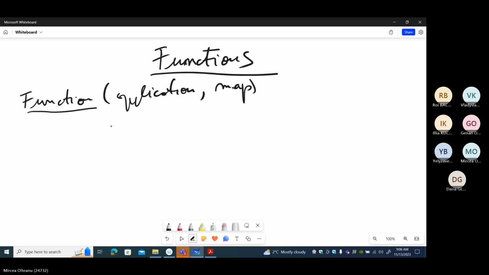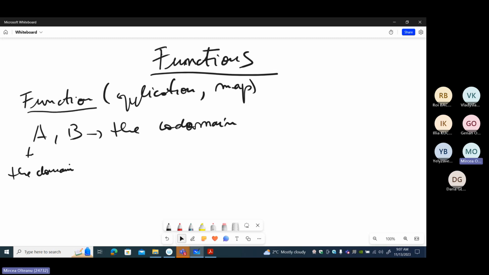It's given when we have three objects, two sets, A and B. A is called the domain, or the domain of definition of the function. B is called the codomain, also called the set where the function takes values.